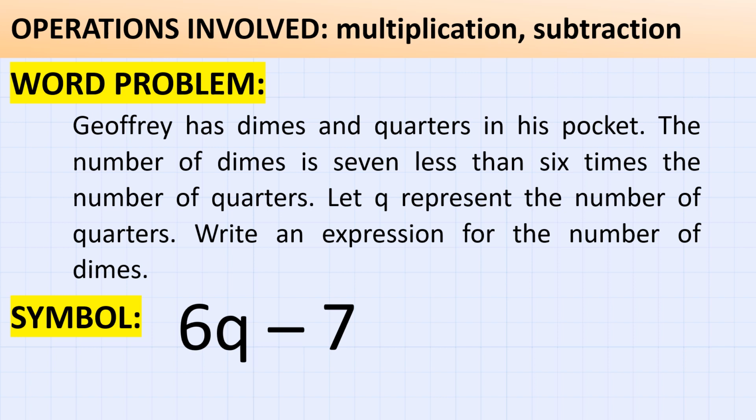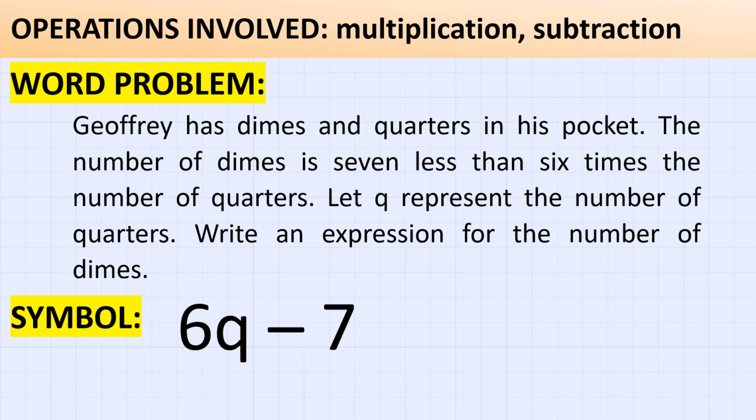This problem contains multiplication and subtraction operation. This is the word problem. Geoffrey has dimes and quarters in his pocket. The number of dimes is 7 less than 6 times the number of quarters. Let Q represent the number of quarters. Write an expression for the number of dimes.